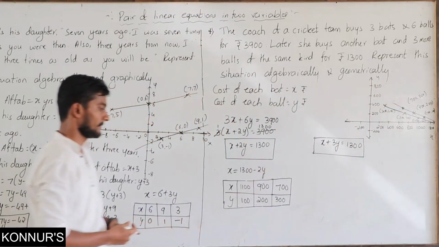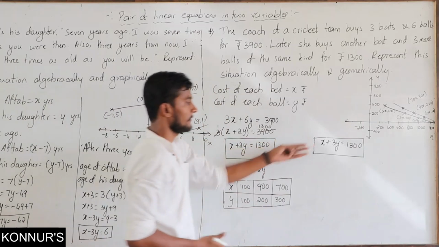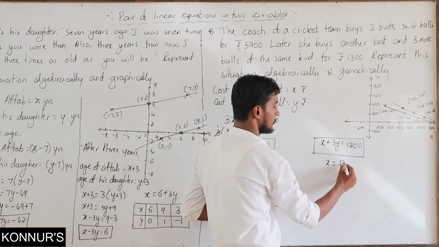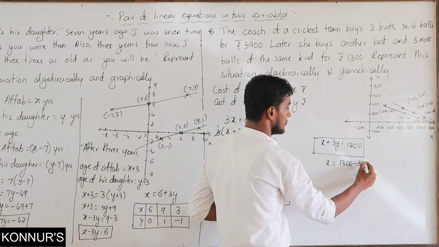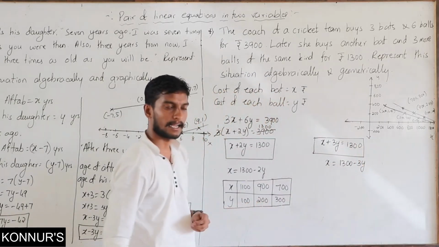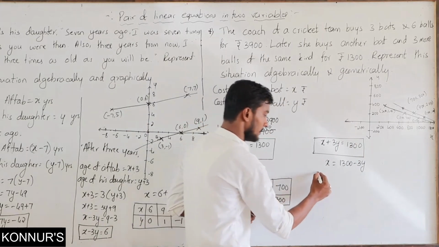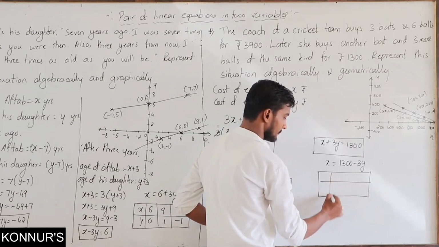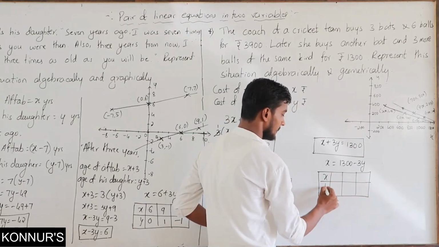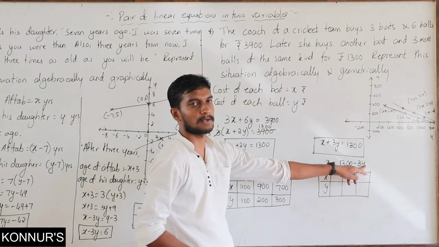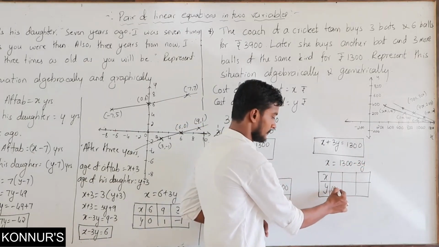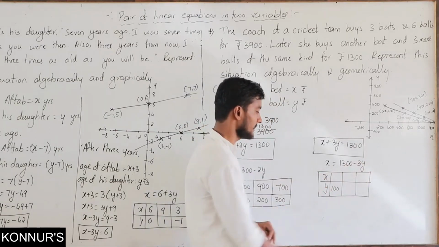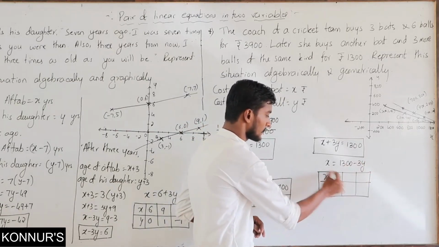And in the same way, we have to find x and y values for this one also. X is equal to, if you take 3y that side, 1300 minus 3y. And again, you have to put a y value, and you have to get an x value. If you put y is equal to 100, 3 into 100 is 300. So 1300 minus 300, you are getting 1000.